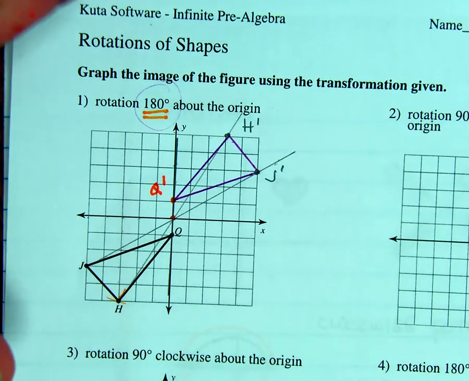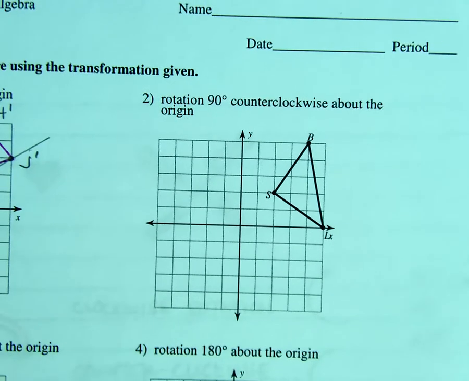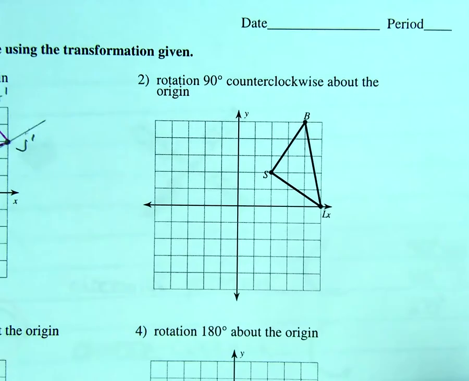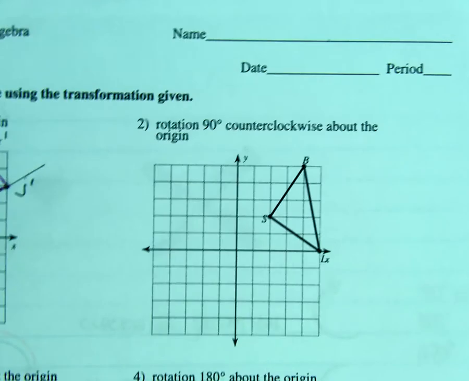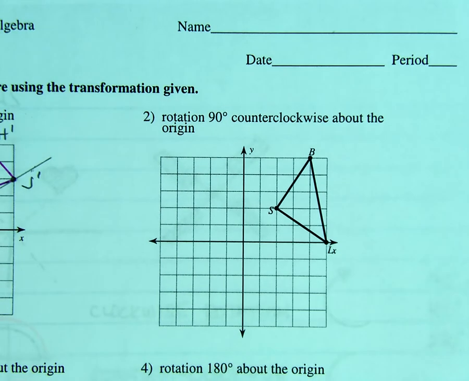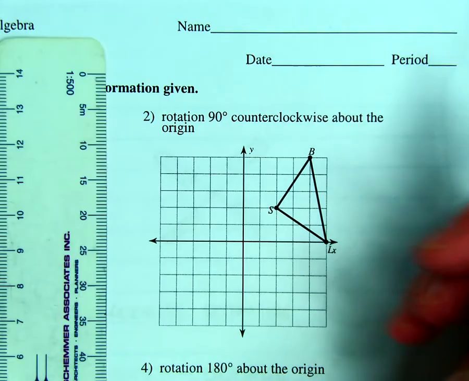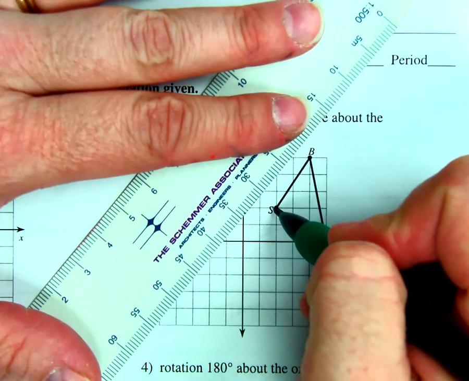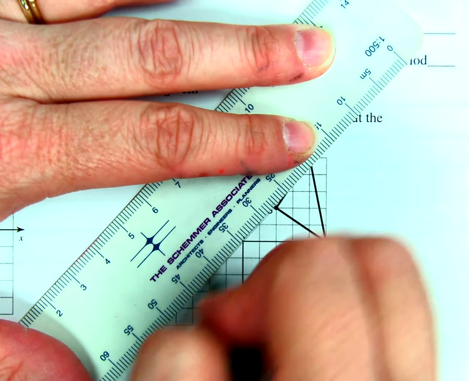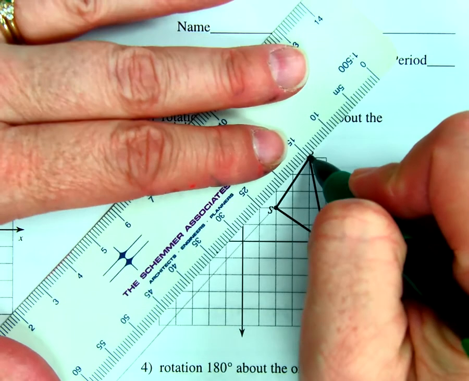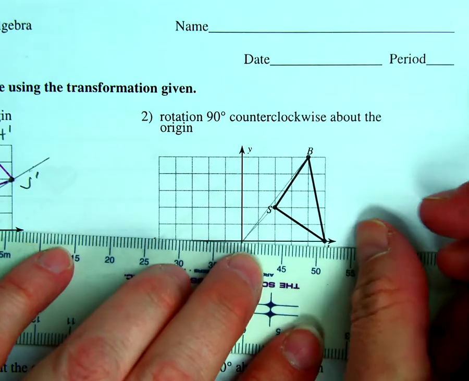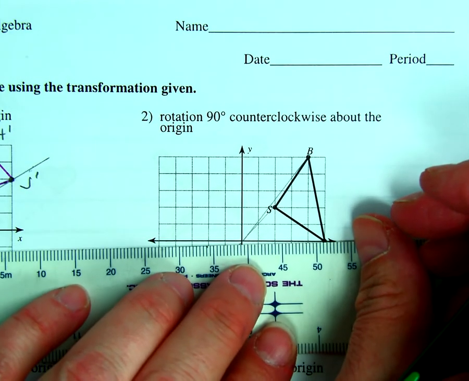So now we're going to rotate 90 degrees. Whether you rotate 90 degrees clockwise or counterclockwise, it's still the same process or procedure. I'm going to do kind of the same thing that I did before. I am going to draw a line from S lightly through the origin, and from B lightly through the origin, and from my point L lightly through the origin.